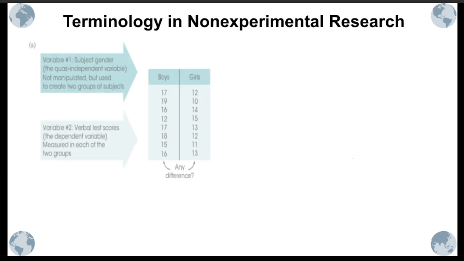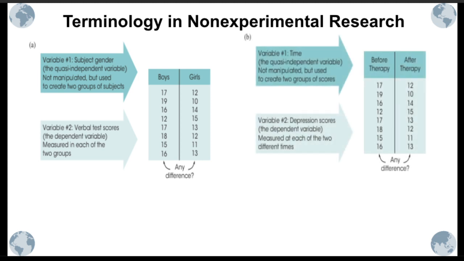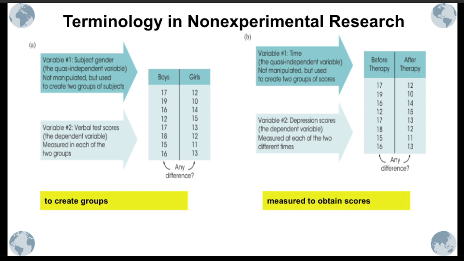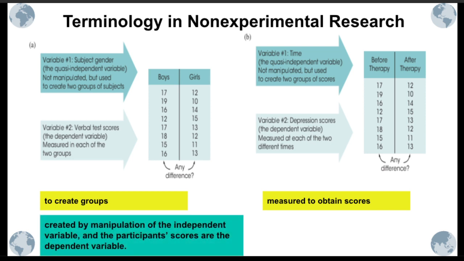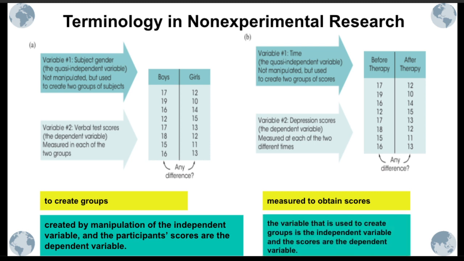Terminology in non-experimental research. Although the two research studies shown in the figure are not true experiments, we have to notice that they produce the same kind of data that are found in an experiment, and the same terms are often used to identify the two variables. They are creating groups, and something is measured so that we can obtain scores. The variable that is being used to create groups is the independent variable, and the scores are what we call the dependent variable.